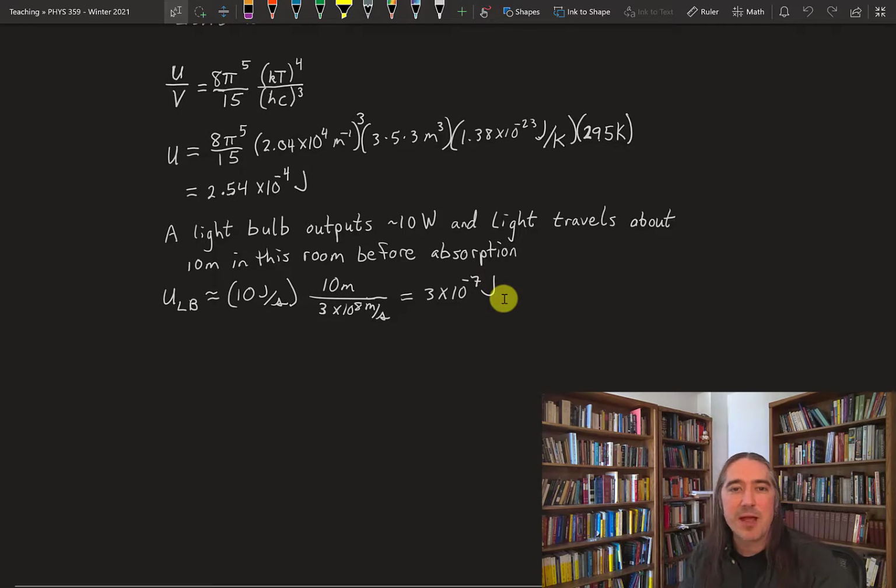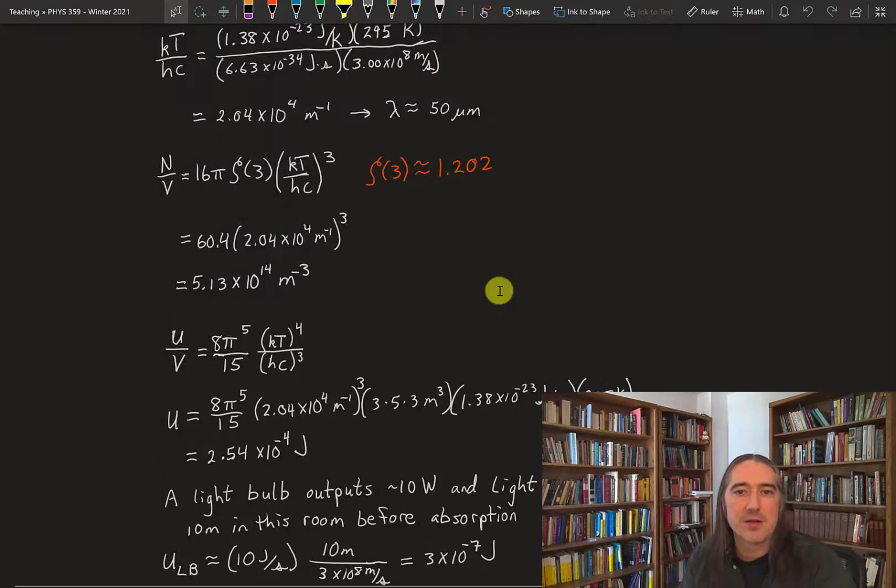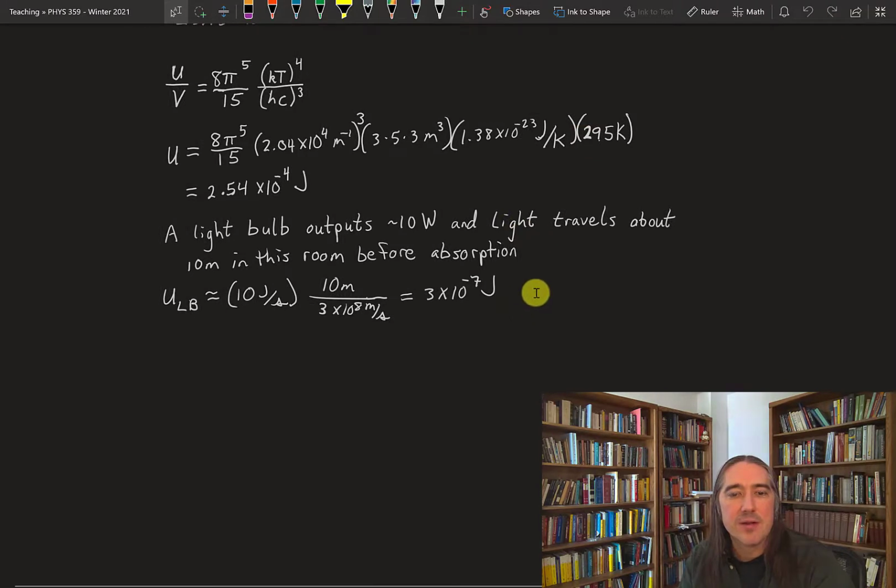So the black body radiation, which you can't see because it's all concentrated at these long wavelengths deep into the infrared, has about 1,000 times more energy resident in the room than you have in the light bulb that you're actually seeing from. So hope that gives you something to think about, how much of the world we actually see with our eyes.